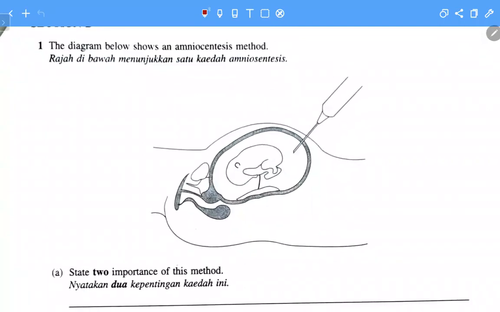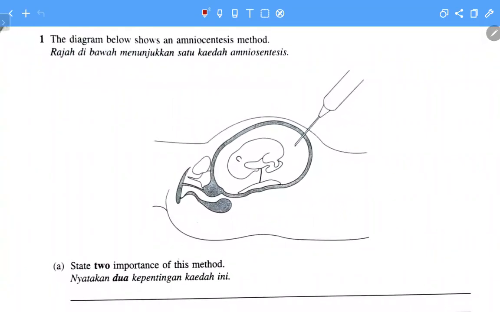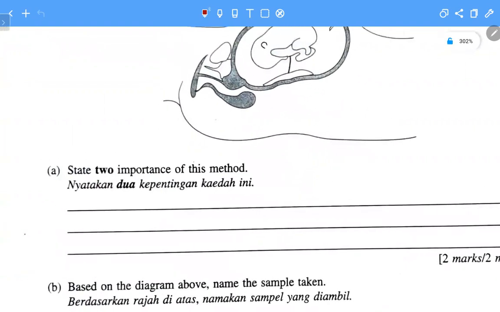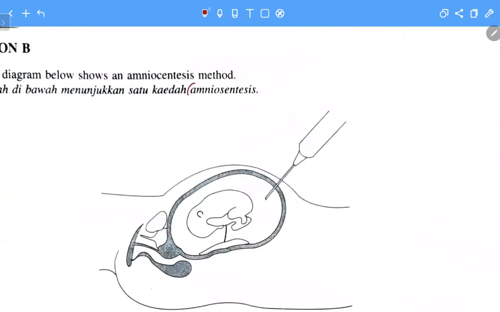So you can see here, the diagram below shows the amniocentesis method. State two importance of this method. So the first importance, I would say, like I said, because mainly amniocentesis is done because we want to know the baby's karyotype, or the fetus karyotype, the karyotype of the fetus, basically. Baby is when you are born; haven't been born means it's a fetus, okay.